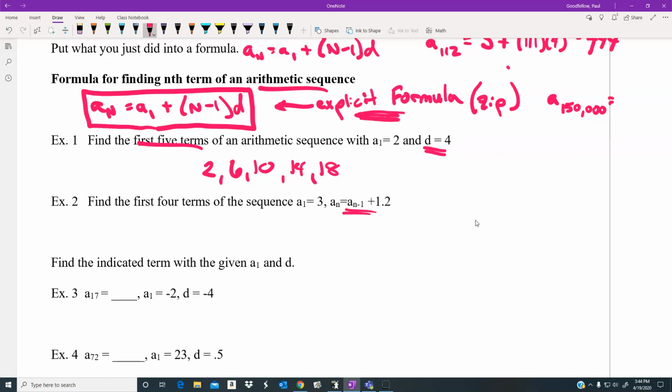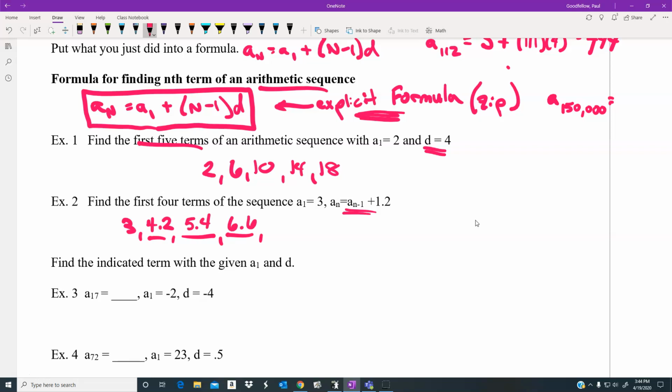You can write a recursive formula that uses the previous term and adds something onto it. For instance, if the first term is 3, and I want the next term, I use the current one and add on 1.2. So it'd be 4.2. Then I take that one and add on to it to get the next one, 5.4. It turns out the next one is 6.6, and that's the first 4 terms.